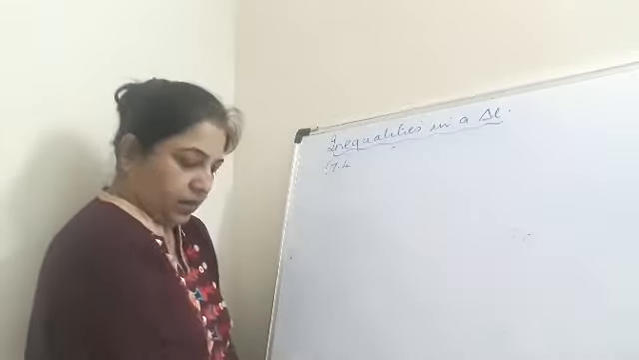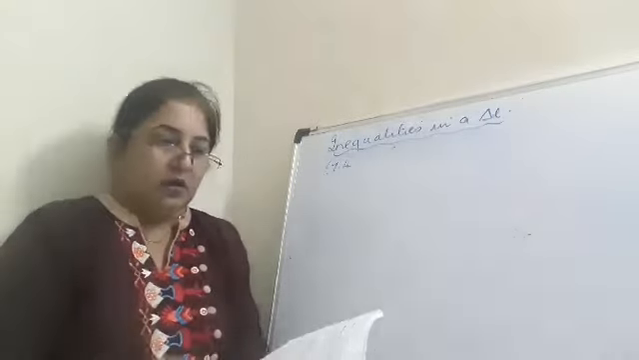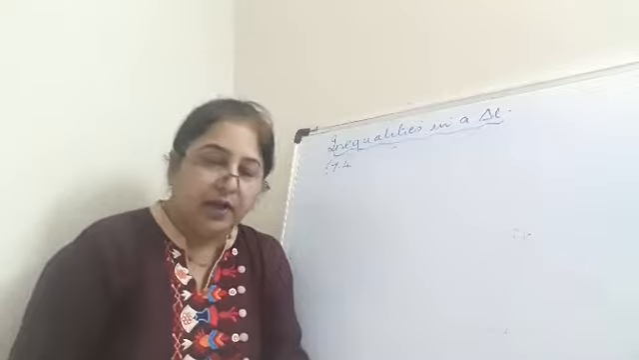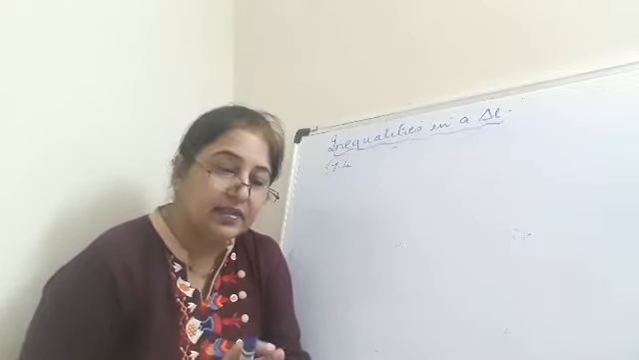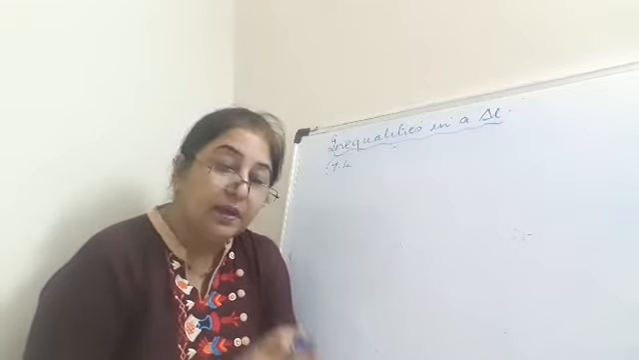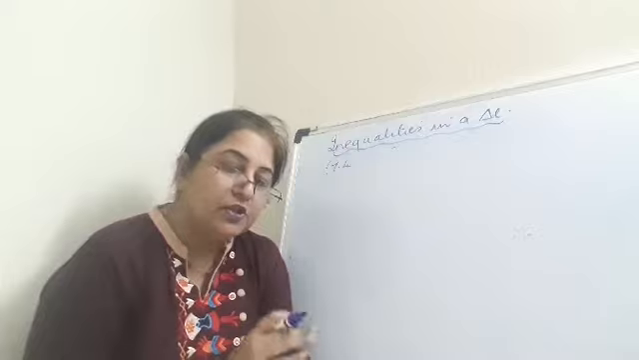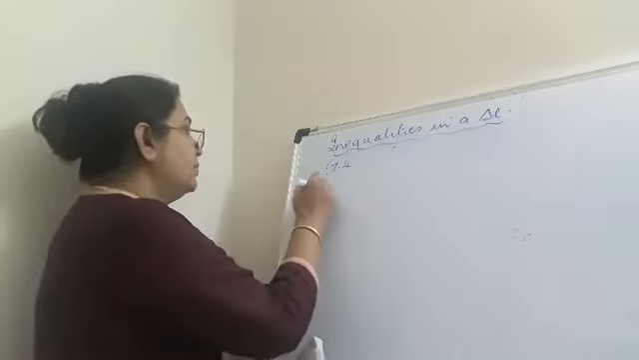Now, question number 2. In question 2, a figure is given. In figure 7.48, it says that sides AB and BC of a triangle ABC are extended to the points P and Q respectively. Also, angle PBC is less than angle QCB. Show that AC is greater than AB. So, I will draw the figure first. Question number 2.